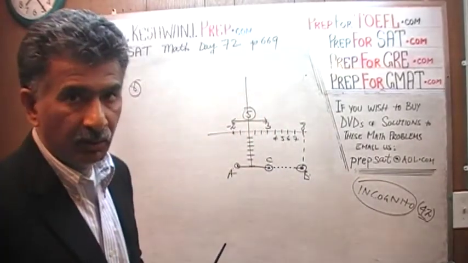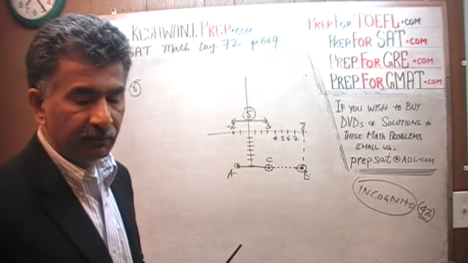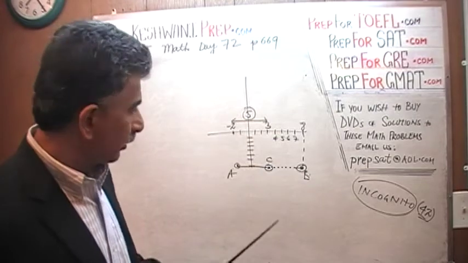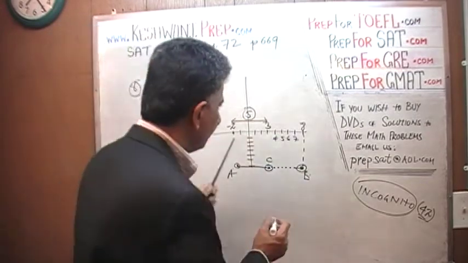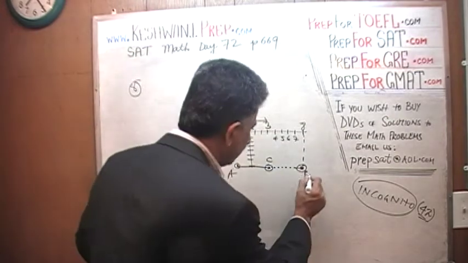Negative 7 is the y coordinate. Negative 7, as you can see. Positive 8 is the x coordinate.